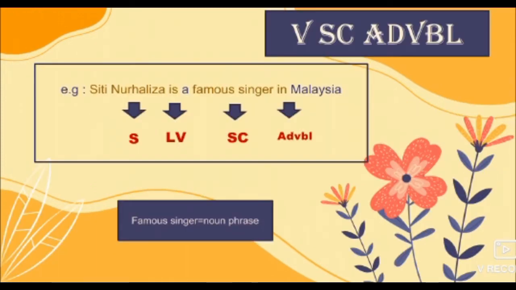So, for the verb, subject complement, and adverbial, we have an example. Siti Nurhaliza is a famous singer in Malaysia. If we break down the sentence, Siti Nurhaliza is a subject, is in here is a linking verb. Famous singer is subject complement. In Malaysia is adverbial. Since famous modifies singer, which is the noun, we can conclude that famous singer in here is a noun phrase.